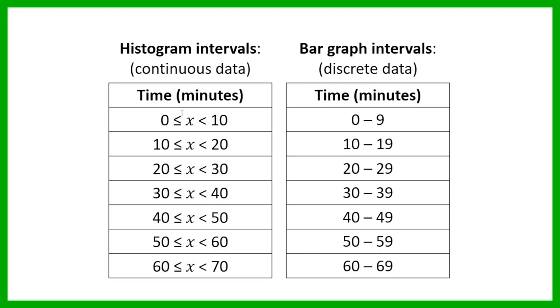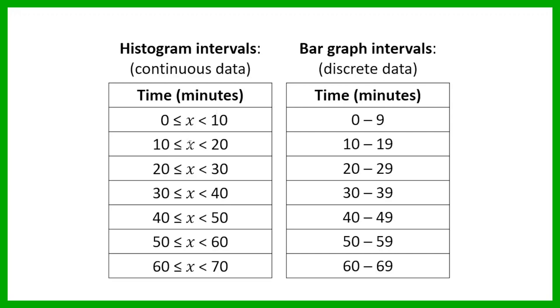So here, this symbol is saying that x, or whatever value we're putting into this interval, can be greater than or equal to 0, but it must be less than 10, and it cannot be equal to 10. That's why it doesn't have a less than or equal to sign up here. It just has a less than sign. So whatever value fits into this interval can be equal to 0, but it can also be greater than 0 so long as it is less than 10.